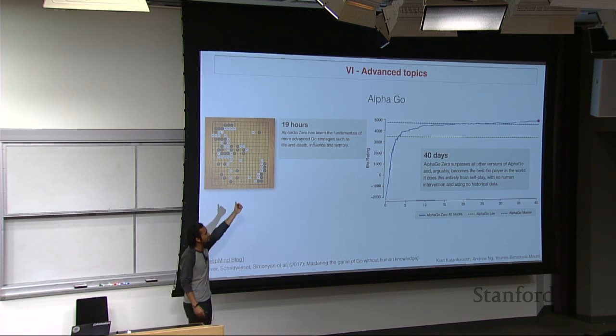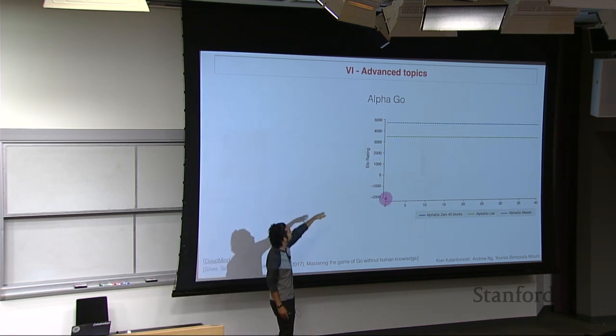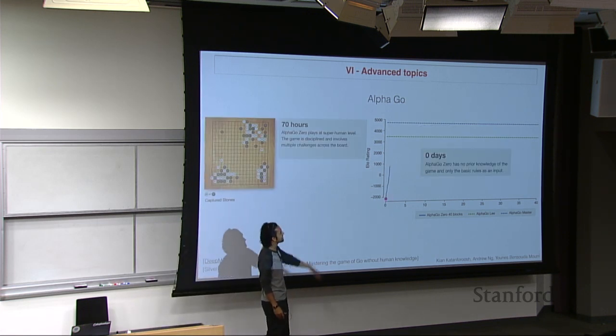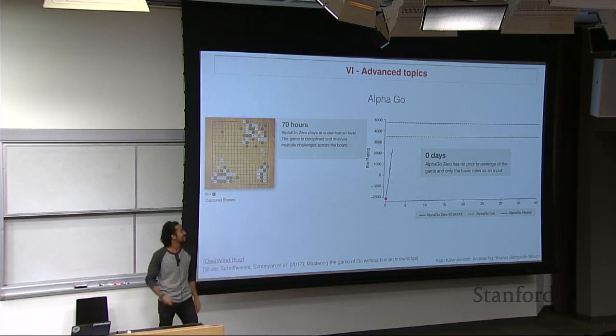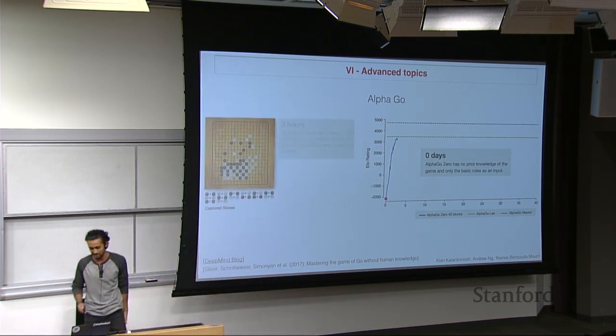So this is a training curve of self-play of AlphaGo, as you see. And it takes a lot of compute, so that's kind of crazy. But finally, they beat the human.